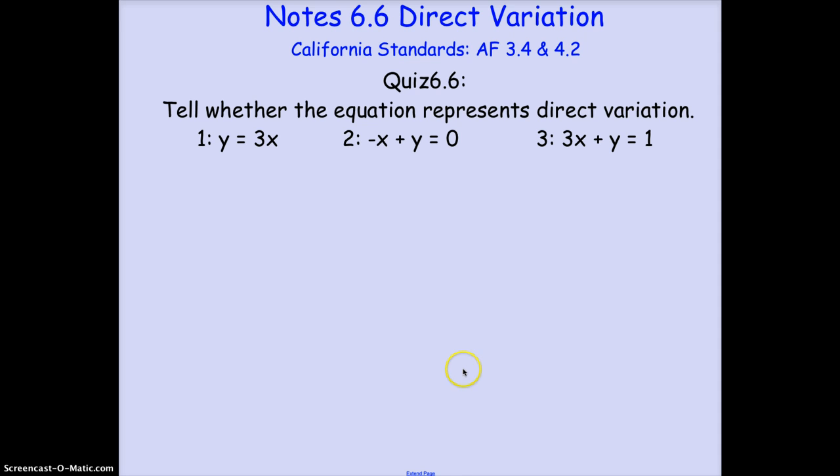So go ahead, try these problems out, tell whether the equation represents direct variation. Remember, you're trying to get it in the form y equals kx, ending at x. You don't want anything after x except, of course, a 0, because a 0 wouldn't do anything. Okay? So your answer is simply yes or no. And I believe in Schoology it says true or false.